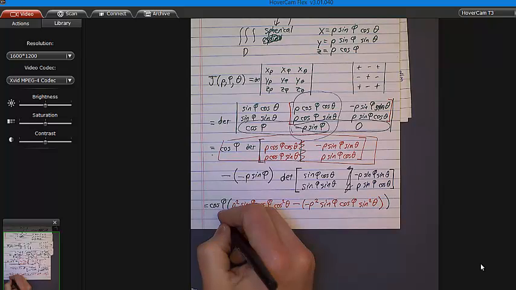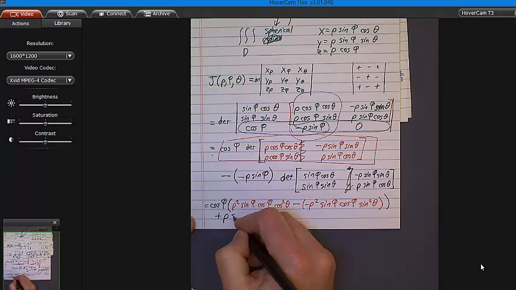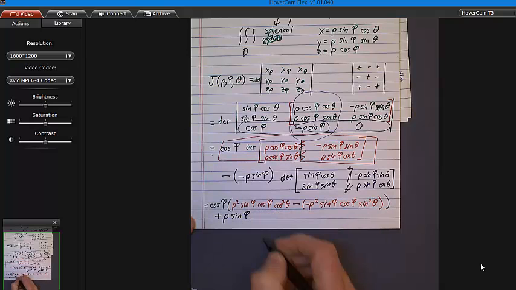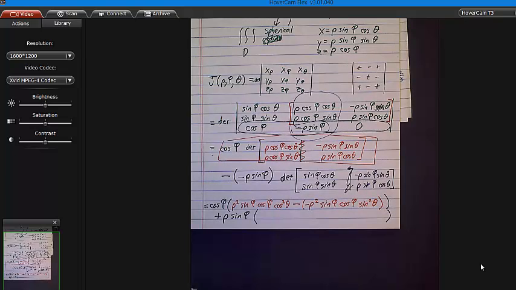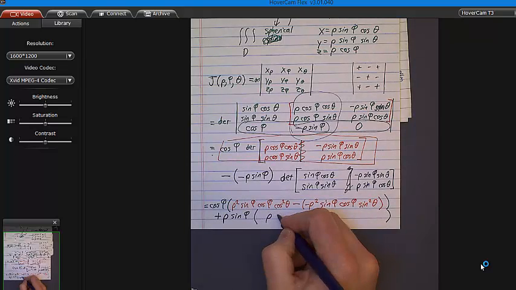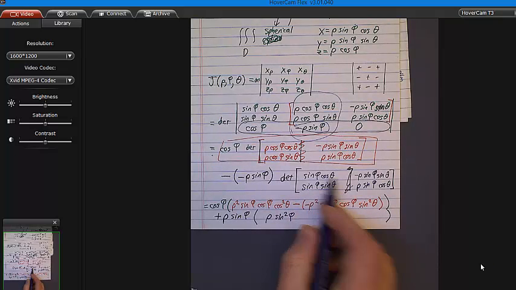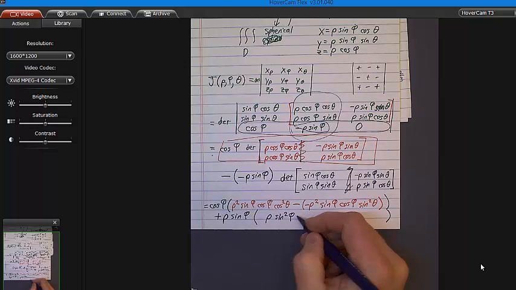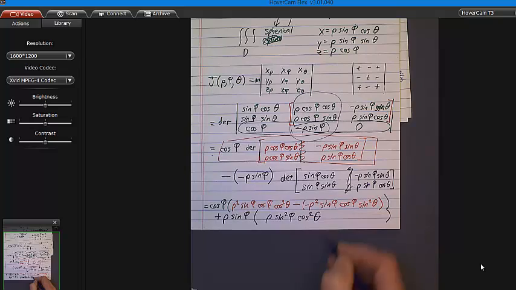Plus, from the other term, rho sine of phi times what? Times some big mess. Let's take the determinant of that 2 by 2. Looks to me like I get rho sine squared phi, right? Sine phi times sine phi. Oh, look at that. Cosine squared theta.